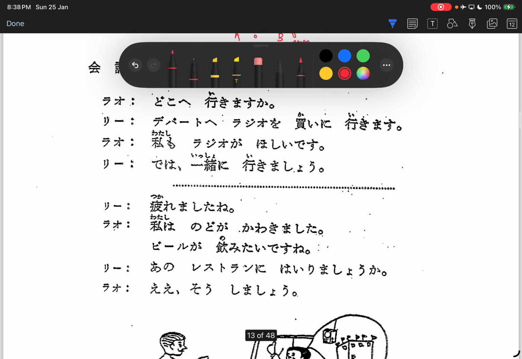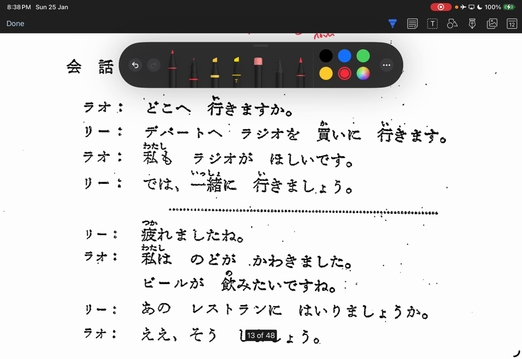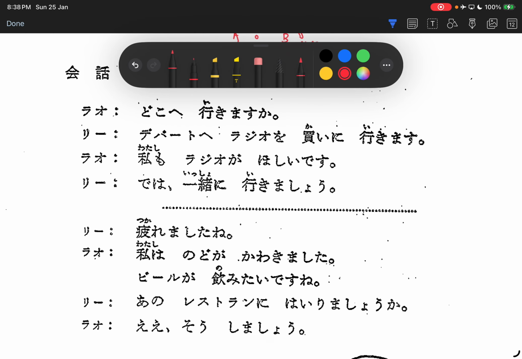So that was the Renshu A. Renshu A is for you to revise on your own, review whatever we have talked about today. Okay, let's talk about the Kaiwa, the conversation. Okay, Kaiwa between two persons, Wang-san and Li-san. I'll go first. Wang-san says, どこへ行きますか? Li-san replies, デパートへ. ラジオを買いに行きます. So 買いに, right? For the purpose of buying, I go. So 買いに行きます. デパートへラジオを買いに行きます.